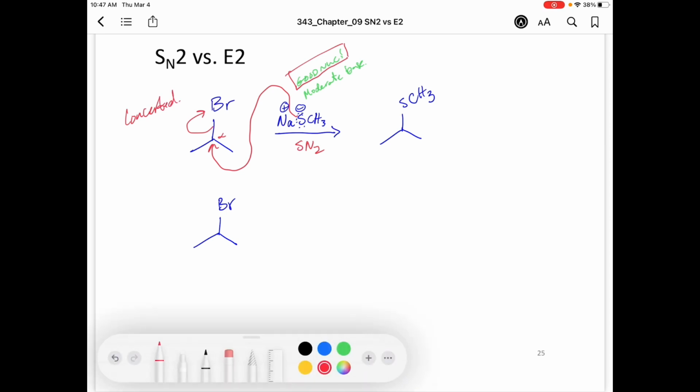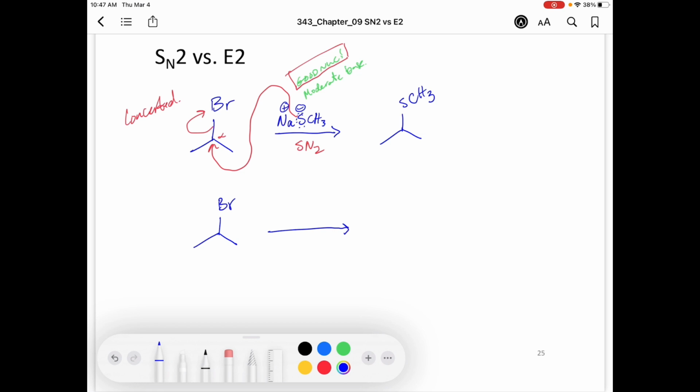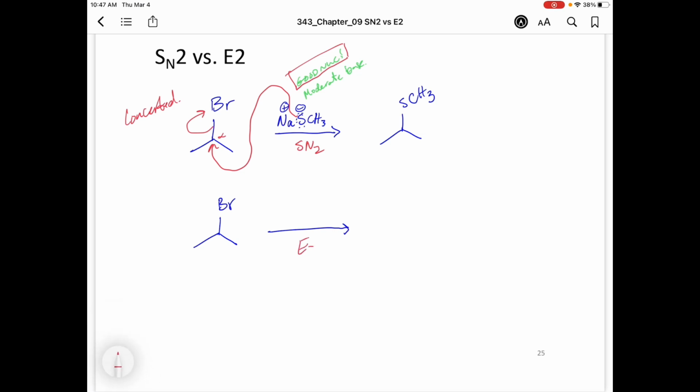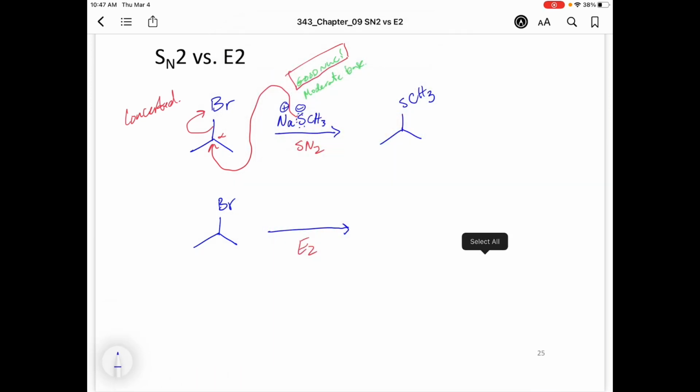Now, we can also do an E2 reaction on the same starting material. Notice I have the same starting material here. So you could also do an E2 reaction. E2 and SN2 do compete. However, when you have a really good nucleophile that isn't that great of a base, this is our major product. The SN2 is our major. The way to make an E2 reaction the major product is to use a stronger base.